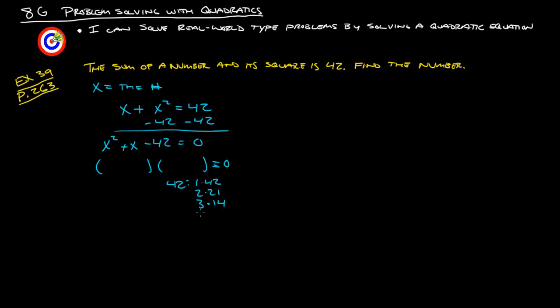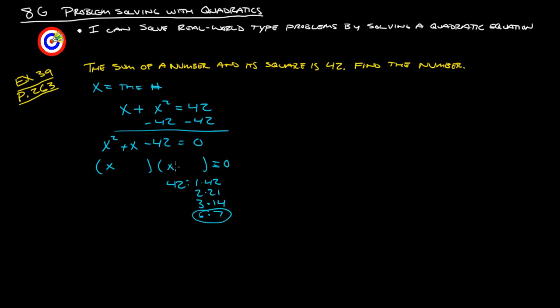4 doesn't work, 5 doesn't work, 6 works, right? 6 times 7, and those are all of our possible factors. So again, we want to say what are the factors of 42? Since that's negative, that means difference. Factors of 42 that have a difference of 1. So the factors here that have a difference of 1 are 6 and 7.